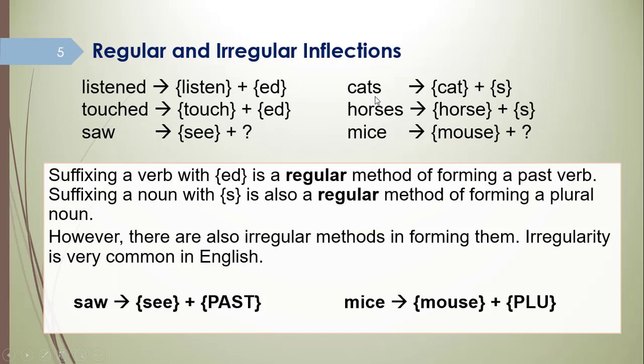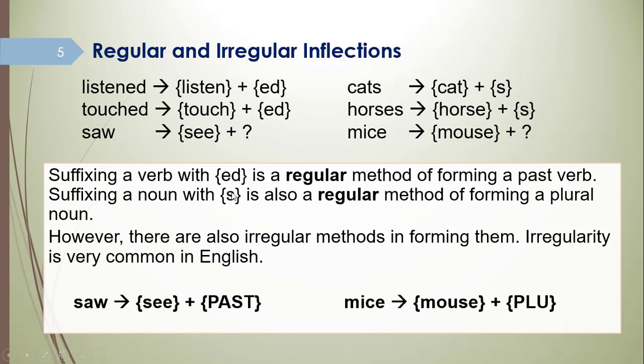And also for the plurals, cats is from cat and the plural s. Horses also is from horse and the plural s. But what about mice? Can we also break it down to be mouse and s? So this is regular. The first two are regular. This is also regular. But this one and this one, they are irregular. Saw and mice.